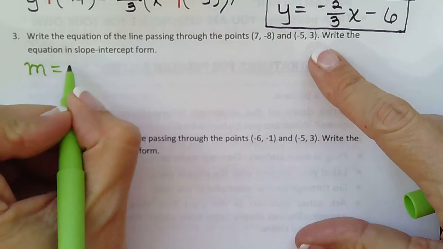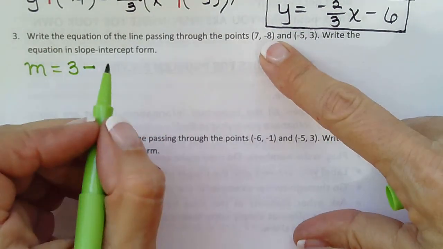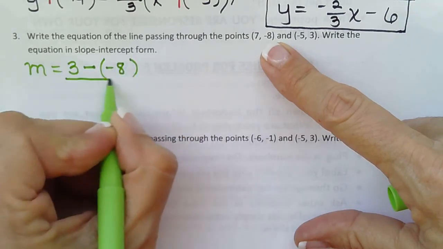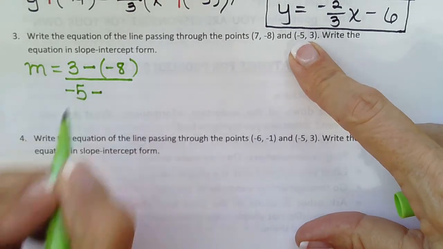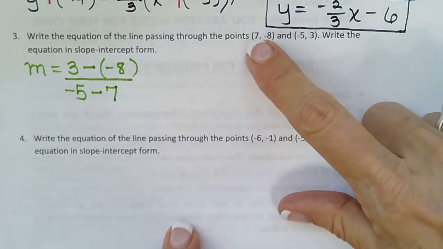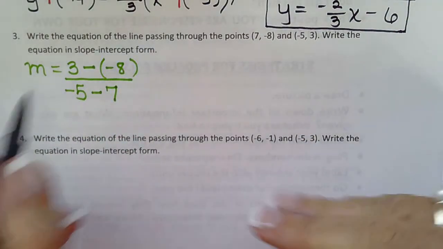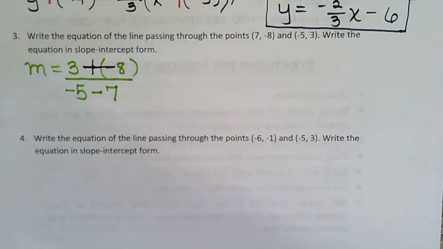So second y minus the first y, which is negative 8, another double negative, over second x, negative 5, minus the first x, 7, not a double negative there because that 7's positive. So make that double negative positive. And so that's going to give us what? 11 over negative 12.